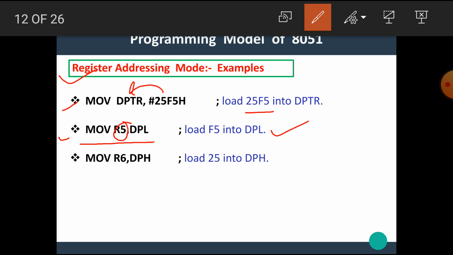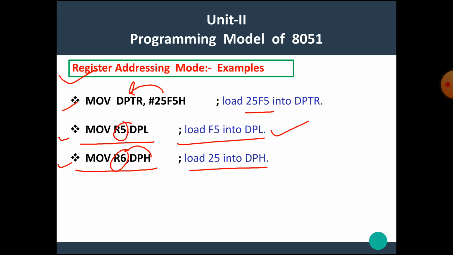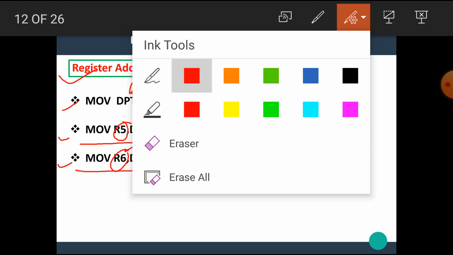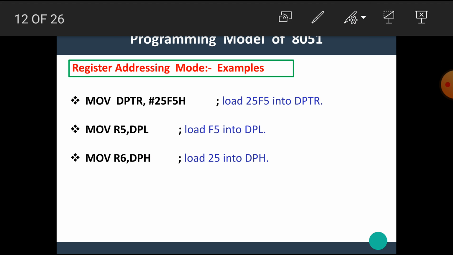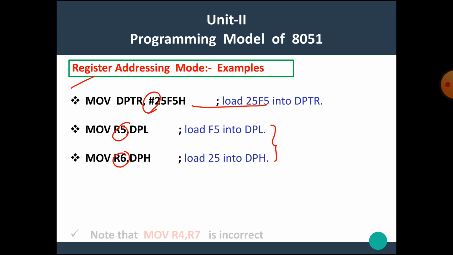The meaning of this instruction is load F5 from DPL into R5. Similarly, this instruction MOV R6, DPH is of the register addressing mode, which means load 25H from DPH into R6. I hope you all understand the difference. Let's see once again. Here the hash sign is given, that means this is the immediate addressing mode, and here one operand is a register, hence this is the register addressing mode.